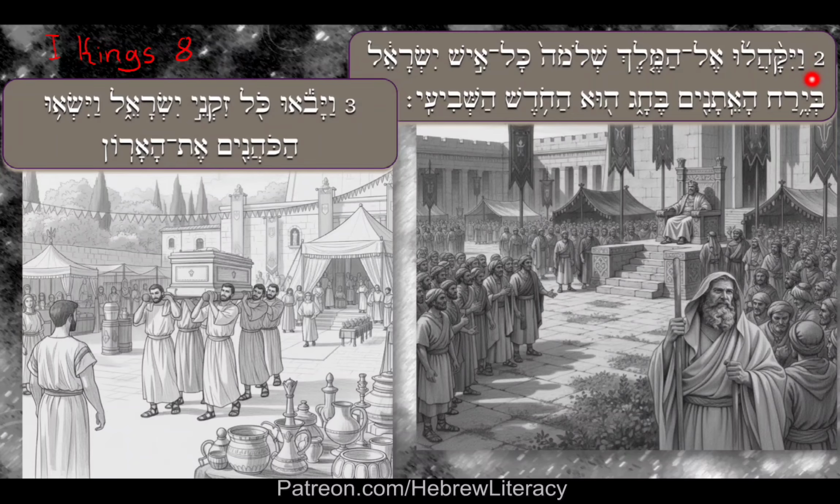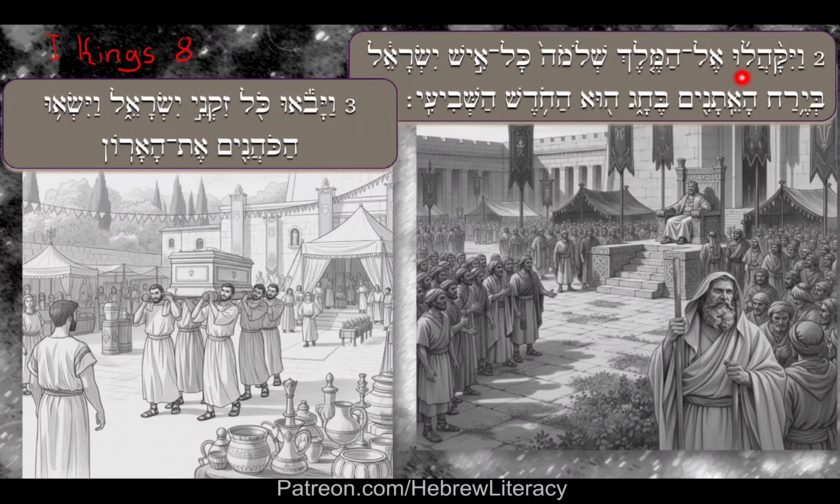It says, Vayikkahalu el hamelech Shalomo. Kol ish Yisrael, which is actually construct. So, kol ish Yisrael. Beyerach ha'etanim bechag. Hu hachodesh hashevi'i. All right, let's pick it apart.